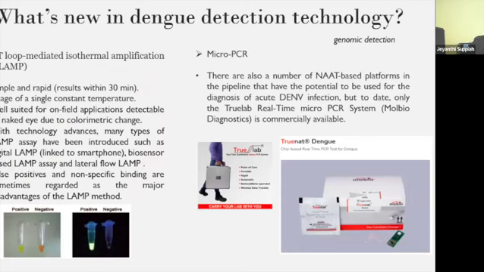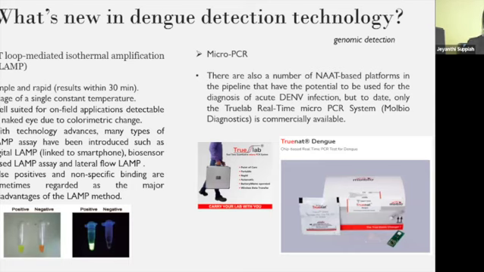Right, yeah, so here is RT loop-mediated isothermal amplification, which is a new innovation in dengue detection. So it is simple and rapid. Within 30 minutes, we are able to obtain the result at a single constant temperature. So it is well suited for on-field applications, detectable by the naked eye due to colorimetric changes. So as simple as that.